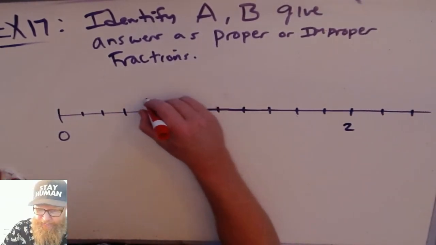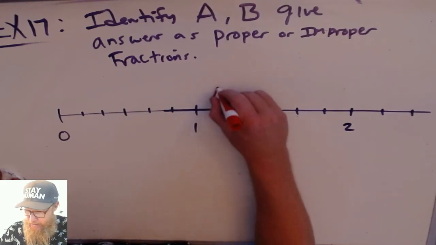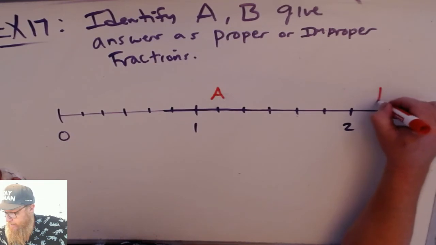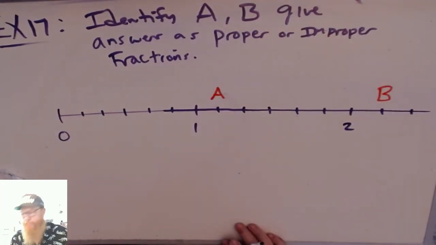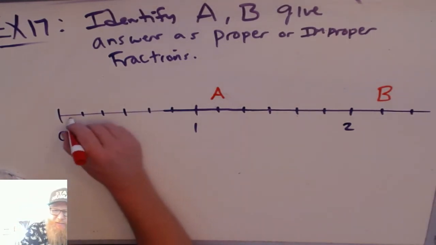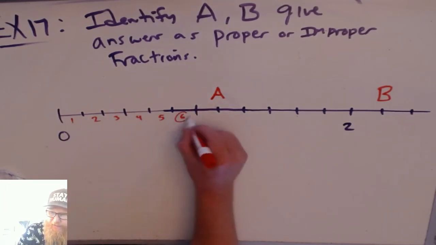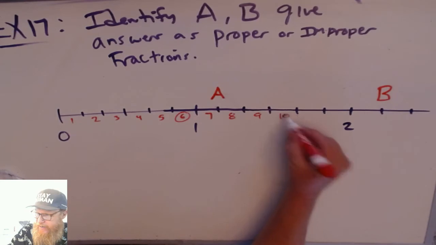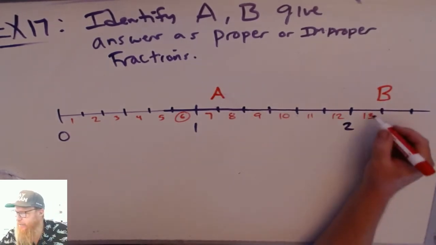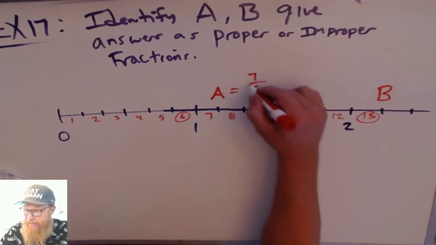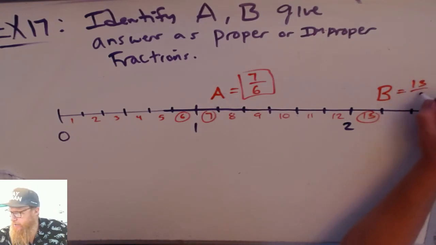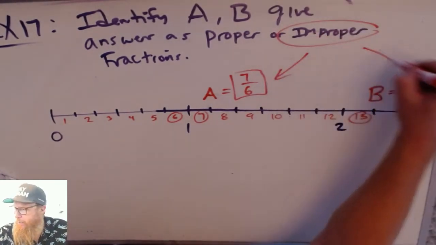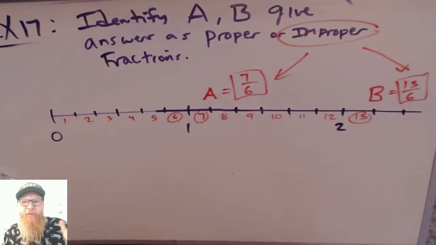Okay, so we got A, B. All right, so let's count the spaces. 1, 2, 3, 4, 5, 6. So that's going to be our denominator. A is 7. Let's see, 8, 9, 10, 11, 12, 13 is B. So A is 7/6, and B is 13/6. Neither one of them are proper because none of them are between 0 and 1, so they're both improper.